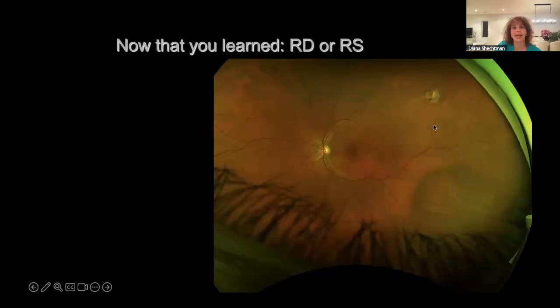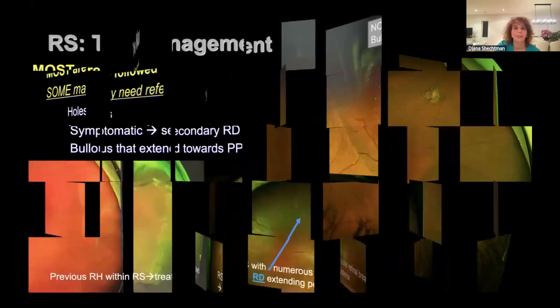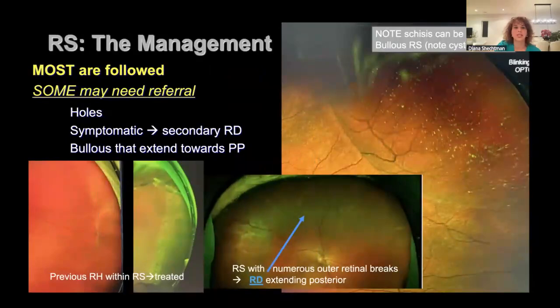Here's an example I got just today, so I want to bring it up. And I don't want to give you the answer, but tell me what you think, schisis or an RD, now that we kind of learned about it. Cystic changes in the other eye, inferior, asymptomatic, no break, no pigmented cells. So likely, this is a schisis at hand. And these are other examples of schisis.